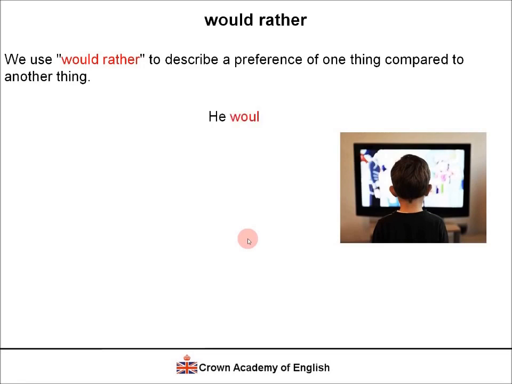Example: He would rather watch TV than read a book. So this means that there are two things, watching TV and reading a book, and he prefers this one. So he prefers the first one. He prefers to watch TV.